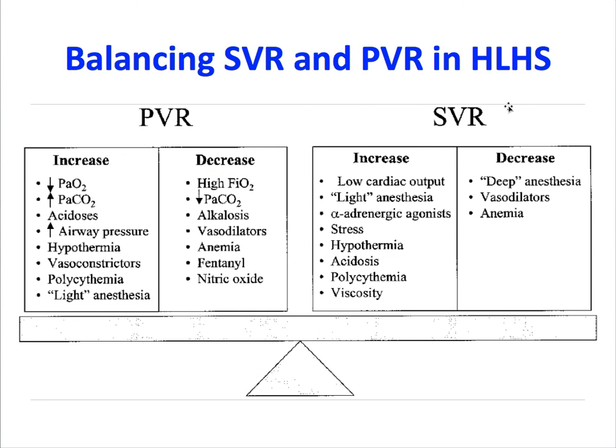So, balancing SVR and PVR in a patient with HLHS, or hypoplastic left heart syndrome, remember that if a high FiO2 was given to this patient, it would decrease the pulmonary vascular resistance, flood the lung, and give a good initial saturation, but poor perfusion of the systemic vasculature. We do not want to provide high FiO2 or hyperventilate these hypoplastic left heart patients.